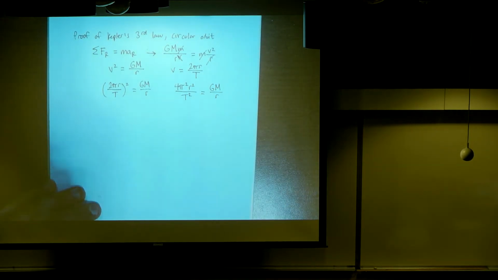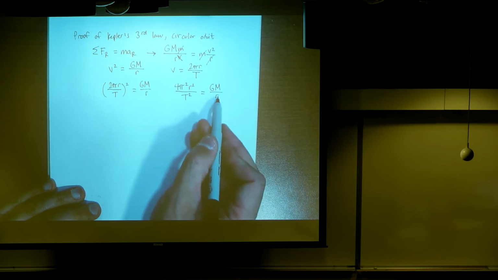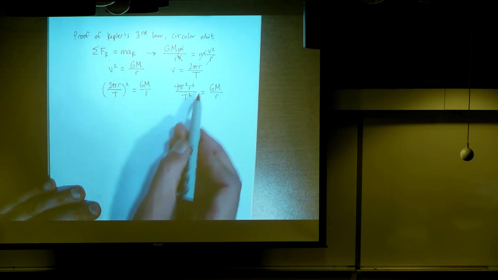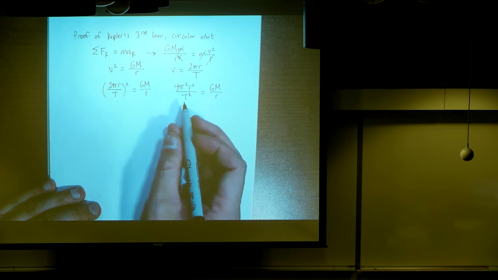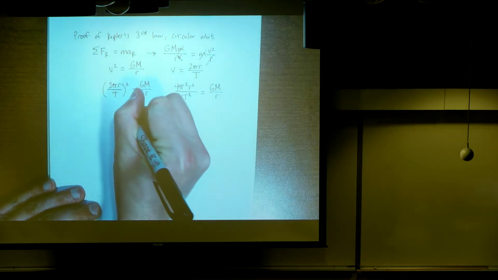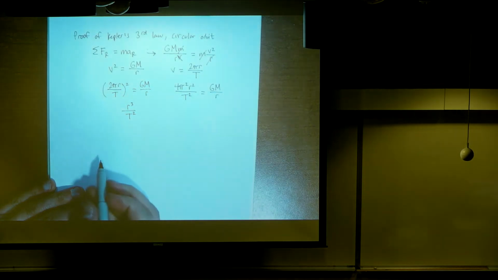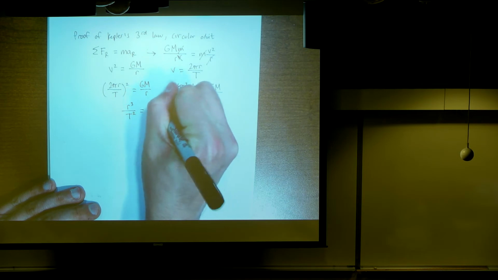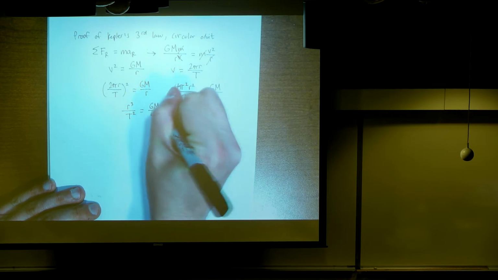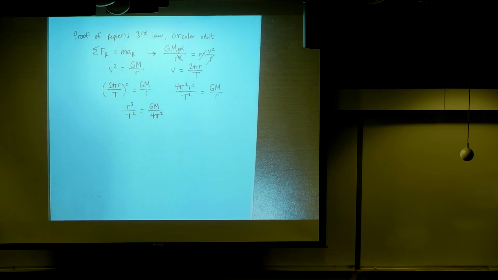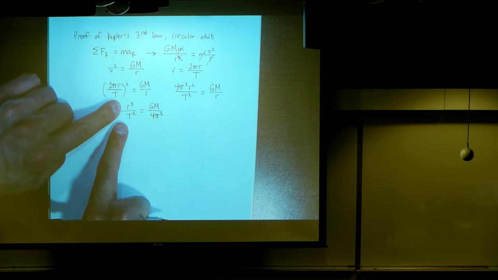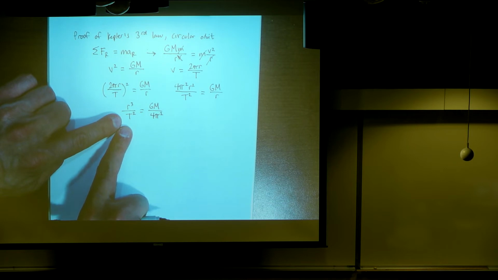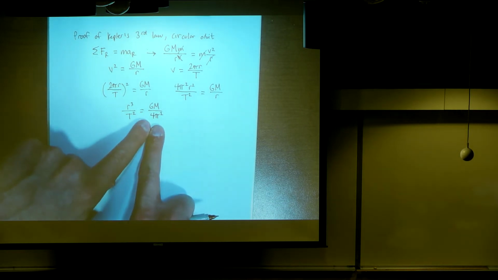Okay, so check this out. I'm going to take this factor of r and multiply on both sides, which puts it up here as r cubed. On the bottom we have T squared. And then I'm just going to divide out this 4 pi squared thing. And there it is. Okay, so what does this say? The radius of the orbit to the third power divided by the period to the second power equals this.